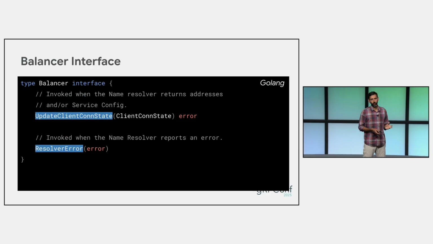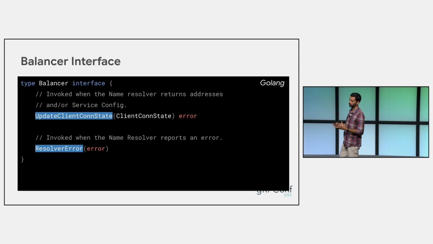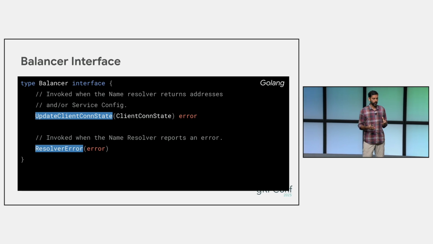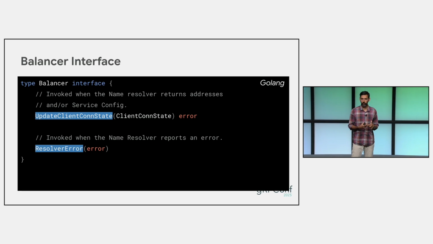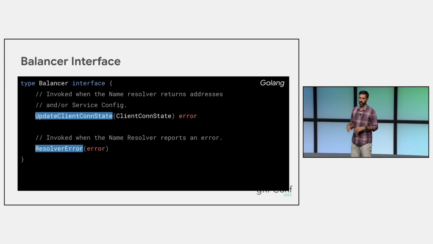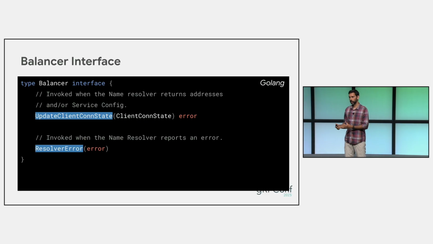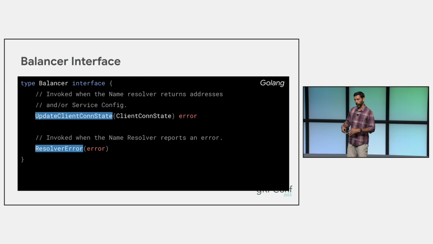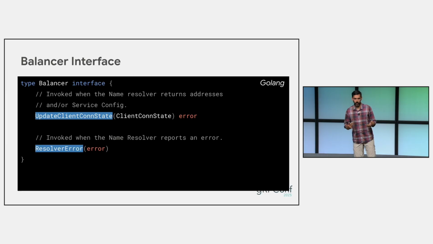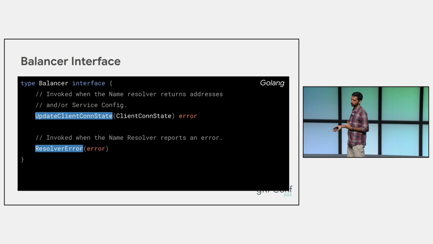The next interface that we'll see is the balancer interface. This defines the actual functionality that needs to be implemented by the LB policy. It has a bunch of methods, but we'll look at a couple of them that are invoked in response to events from the name resolver. The first one is UpdateClientConnState. This is invoked whenever the name resolver comes back with new addresses or service config. This gives the LB policy an opportunity to close old subchannels, create new ones, and things like that. The second one is called ResolverError and is invoked by gRPC when the name resolver reports an error.